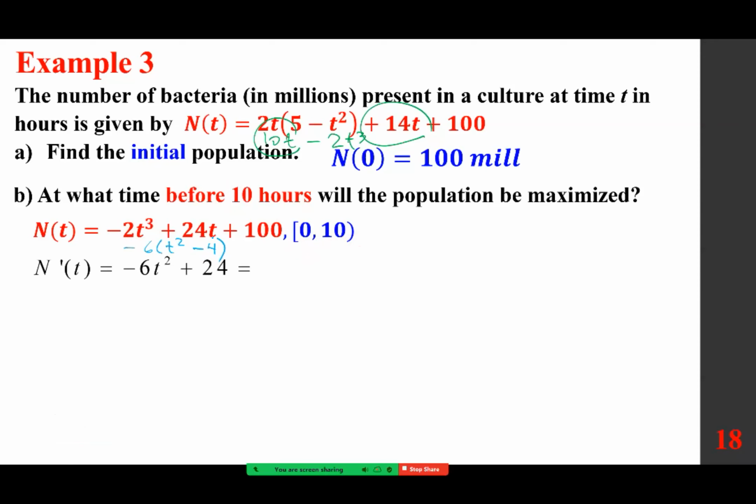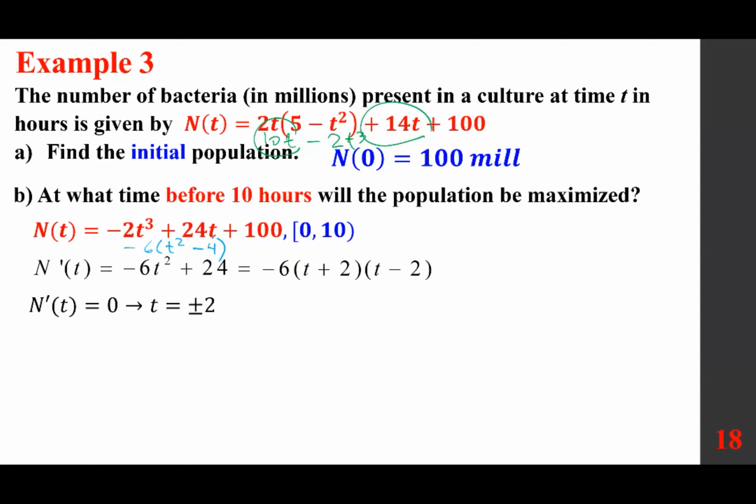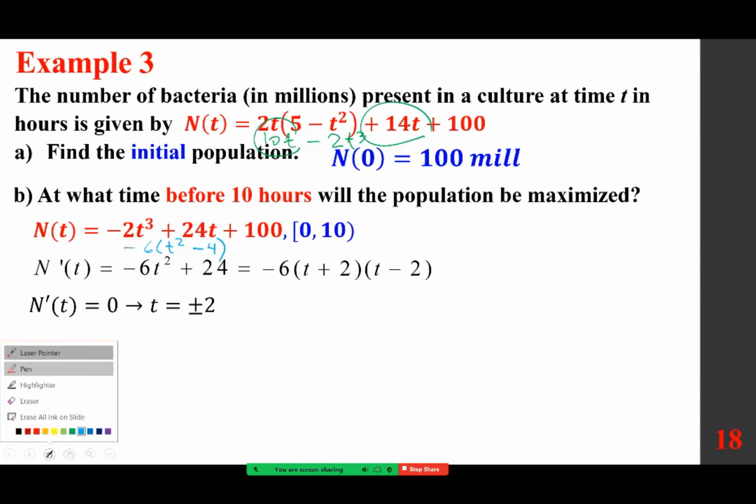And t squared minus 4 is (t plus 2)(t minus 2). That results in two answers. When we set them equal to 0, we get plus or minus 2. Which one of them can we use? Can we use both of them? We look at the given interval, and we can only use t equals 2.